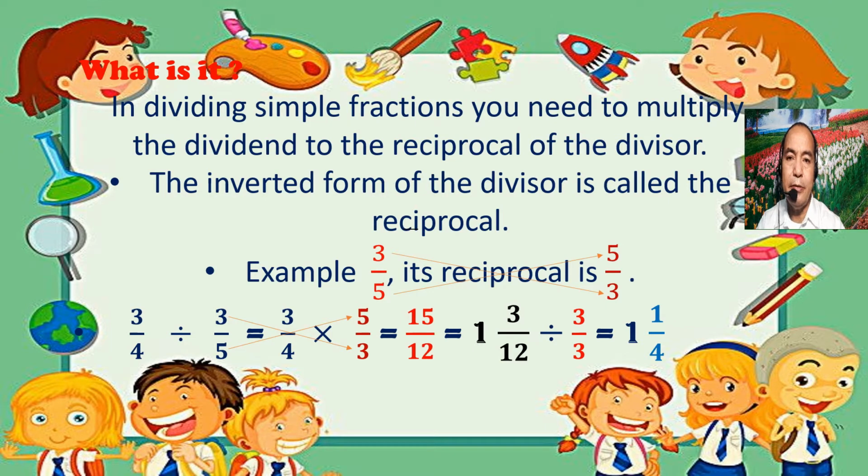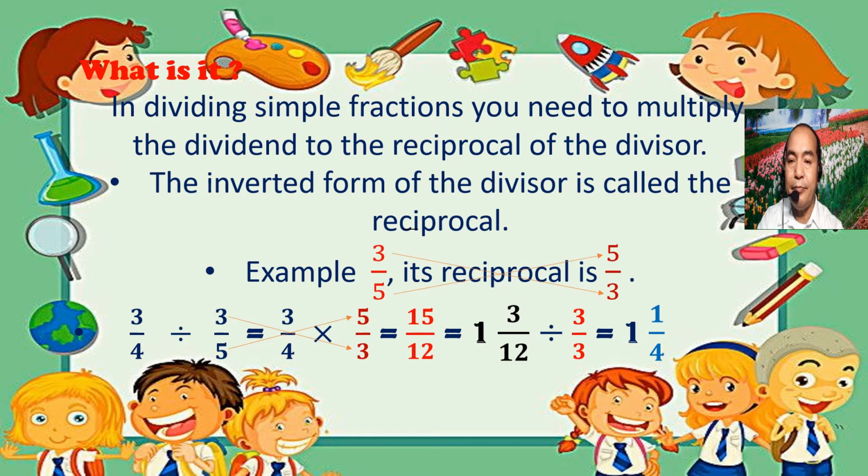In dividing simple fractions, you need to multiply the dividend by the reciprocal of the divisor. What do you mean by reciprocal of the divisor? It will be the inverted form of the divisor, so we call it reciprocal. When we talk of reciprocal, the numerator becomes the denominator, and the denominator of the fraction becomes the numerator. So that is what we call reciprocal. We are going to invert the fraction, so interchange: numerator becomes denominator, denominator becomes numerator.